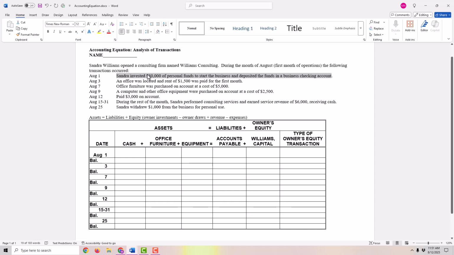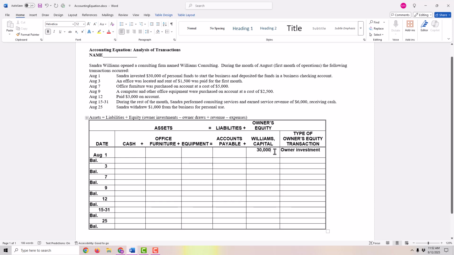Now remember, accounting is a double entry system. So if you add or subtract to one account, you also have to add or subtract to another account in order for this equation to equal. So if she's investing $30,000 of personal funds to start the business, that is going to be an owner investment. That's going to add to capital. So I'm going to put a $30,000 amount over here in this capital column. And because it's a capital transaction and there's 4 different types that go in here, I'm going to put over here what type it was.